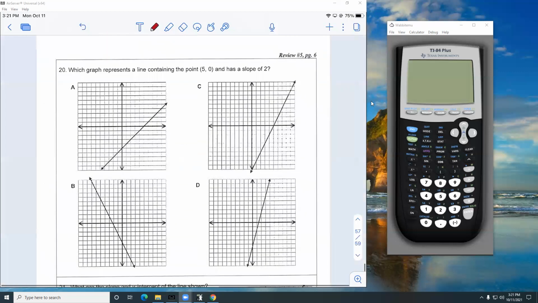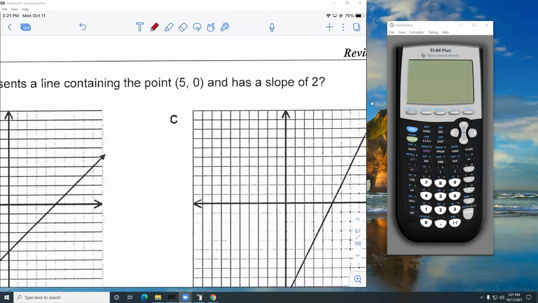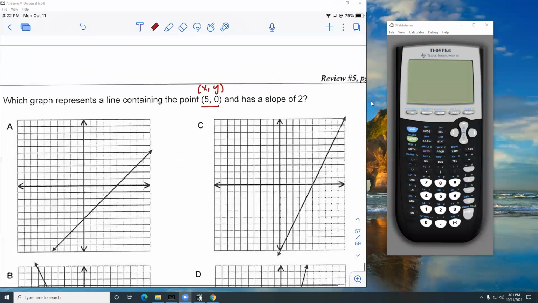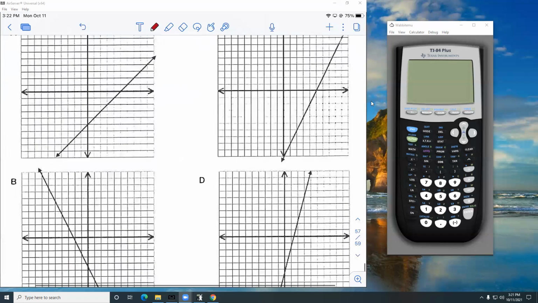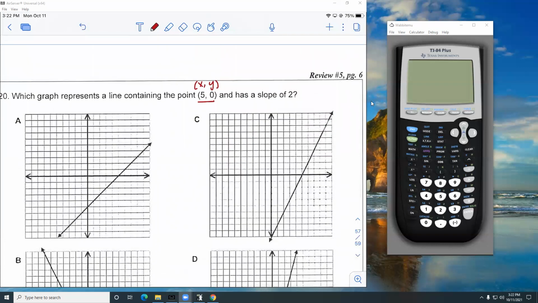Number 20 is multiple choice. We all love multiple choice. Which graph represents a line containing the point 5, 0 and has a slope of 2? So I need the point 5, 0. So that means that my x is at 5 and my y is at 0. Okay, now I will give it to you that these are a little tricky to see, but x of 5, y of 0. Guys, this is my x-intercept.